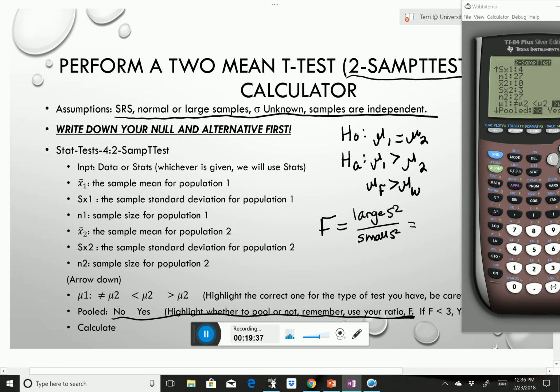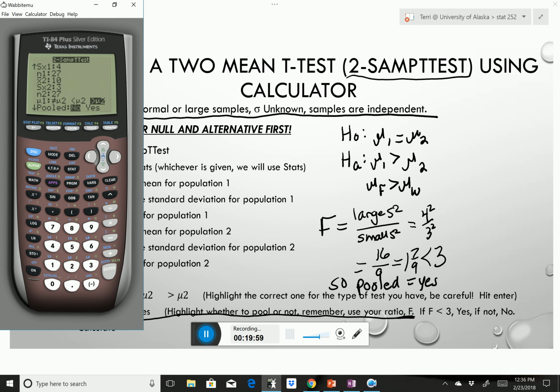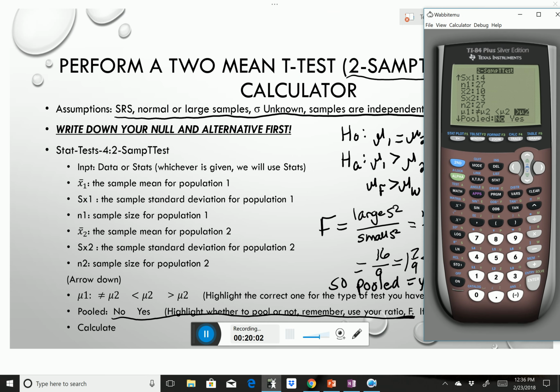So in this case, our larger one is 4. So we want 4 squared over 3 squared, which is 16 over 9, which is 1 7/9, I believe. Definitely less than 3. So pooled equals yes. So when we go to this pooled part, we're going to go to yes. Make sure you click enter because it doesn't take unless you do.